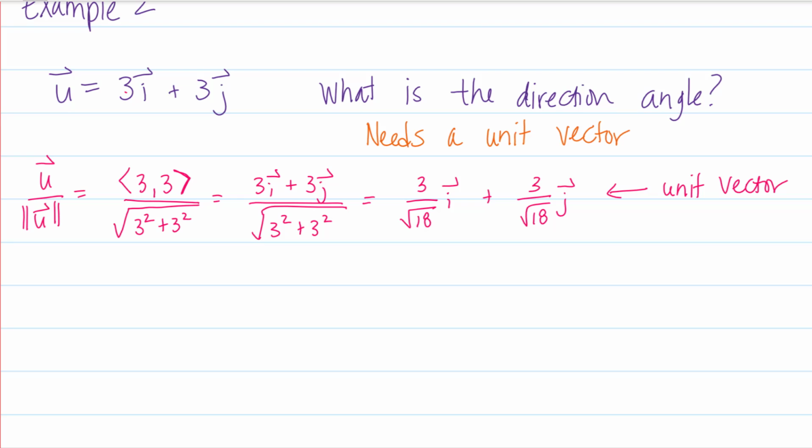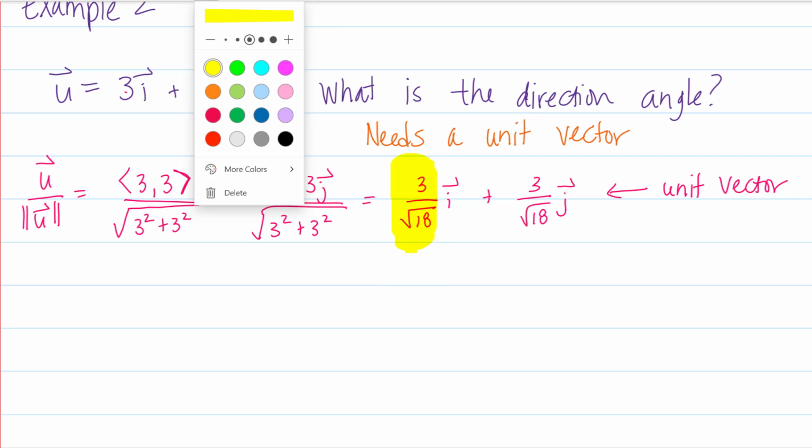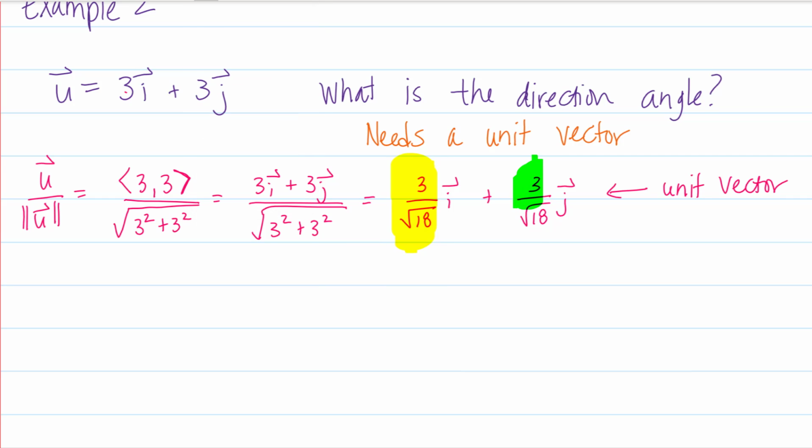So this component describes the x-coordinate of a point on the unit circle. And this coordinate describes the y value of a point on the unit circle. So we need to figure out what angle lands us on this point. So we need to figure out, cosine theta is 3 over the square root of 18. We need to figure out theta.